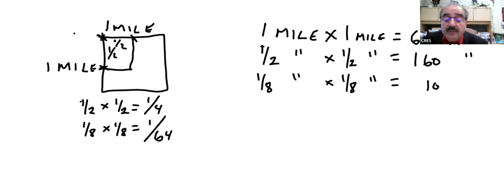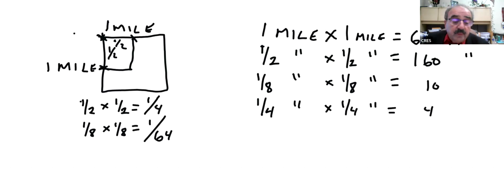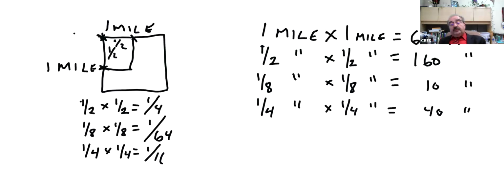Let's do another one. 1/4 of a mile by 1/4 of a mile will equal 40 acres. One quarter by 1/4. 1 times 1 is 1. 4 times 4 is 16. 640 divided by 16 is 40. Make sure you pay attention. This is wrong about 95% of the time.